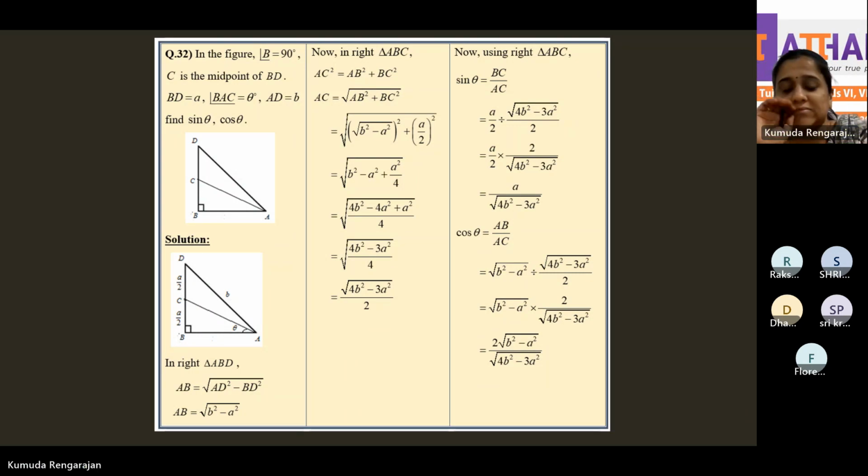Correct. All of you write fast. Complete it. If you've gone wrong, correct it and complete the answer.